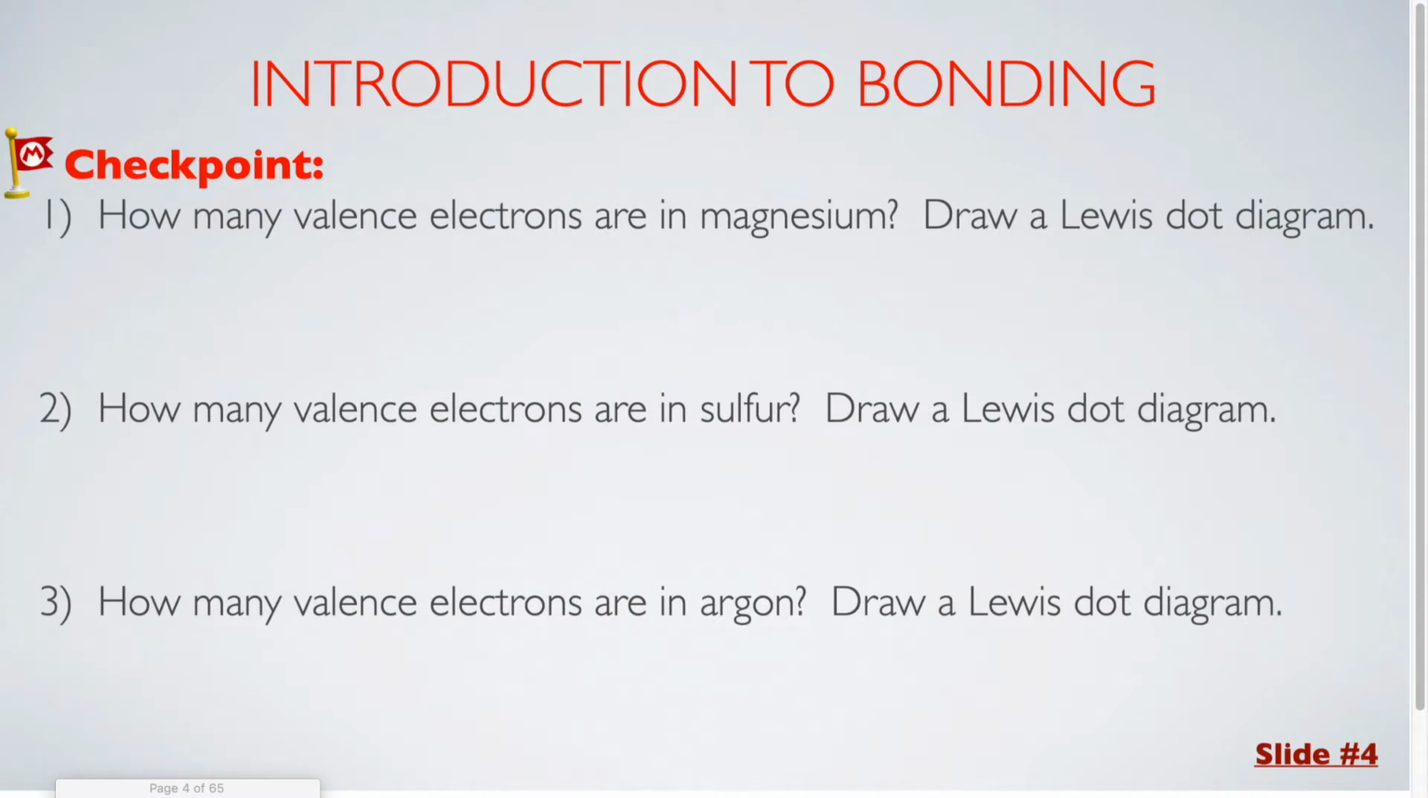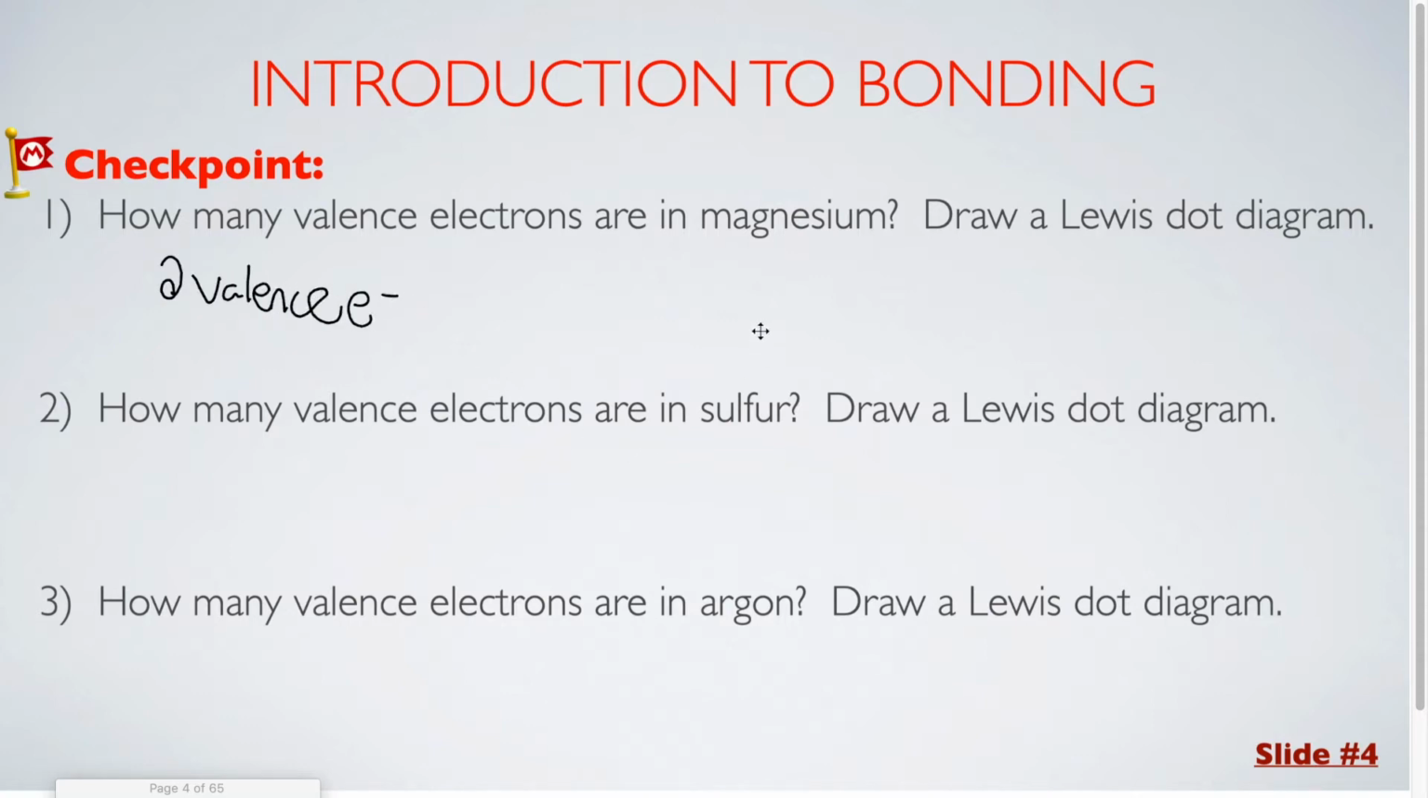For our first checkpoint, we are going to be looking at the number of valence electrons for each of these 3 atoms and drawing Lewis dot diagrams for them. Remember that in order to determine the number of valence electrons, you simply have to look at the group that the element is in on the periodic table. Magnesium is in group 2, therefore it's going to have 2 valence electrons.